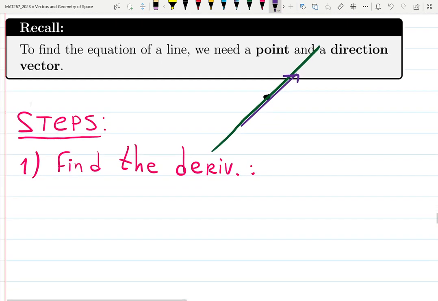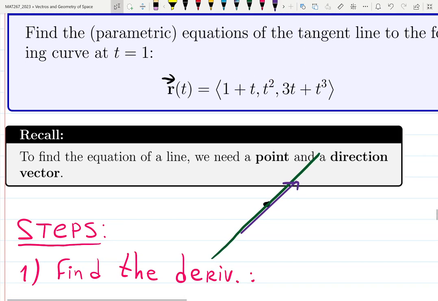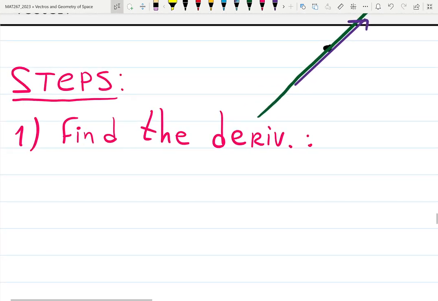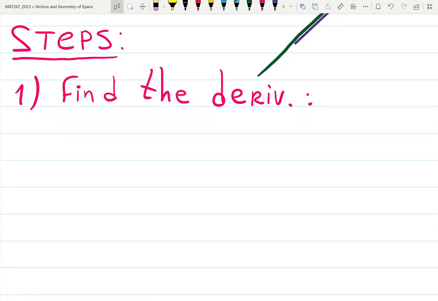Steps. If you see a phrase, equation of a tangent line, in any class, you start with derivative. It just kind of depends what kind of derivative it is. Calculus 1 derivative, calculus 3 derivative, matrices. But it always starts the same. You find the derivative because tangent is derivative. So at least you know how to start. We just learned how to do that.